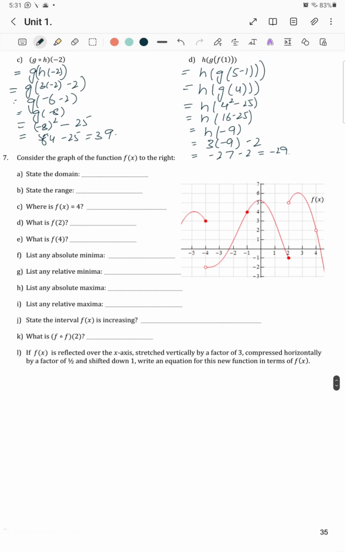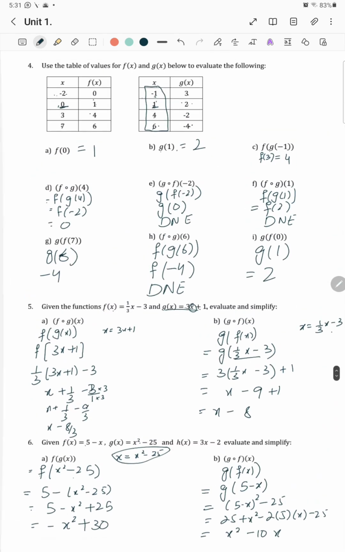Consider the graph of the following function f of x. State the domain. So what is the domain? Domain are the x values. So graph is starting from minus infinity and going to stop at minus 4, then union from minus 4 to positive infinity, because this point isn't included. So minus infinity to minus 4, union minus 4 to positive infinity.